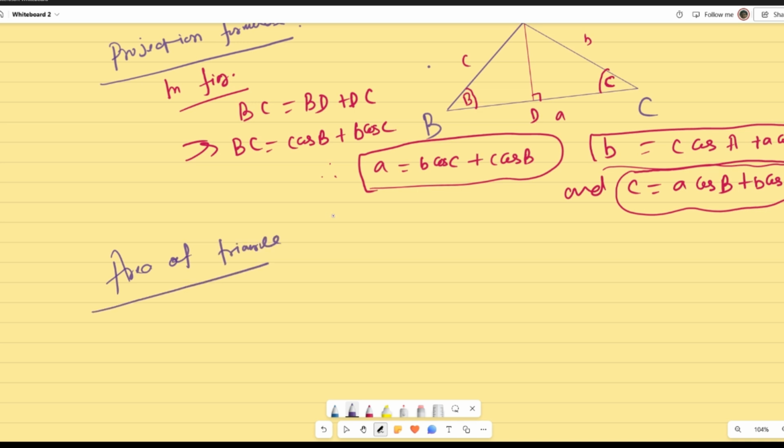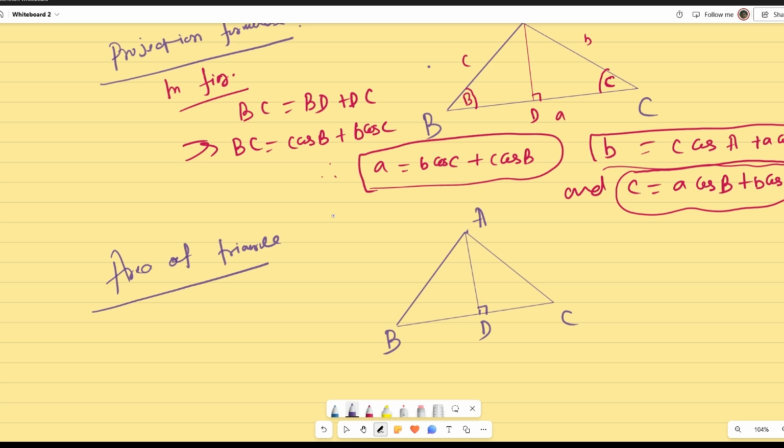In terms of circumradius. The same triangle we are taking, same notations, A, B, C, and the area of this triangle we have to find. You can do it in the previous diagram only.